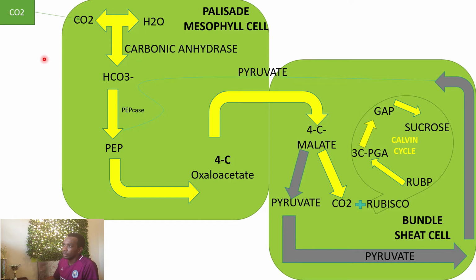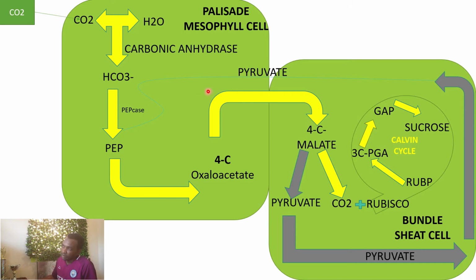Now, before we get into the illustration, let me first explain what you are looking at. This is CO2 here, carbon dioxide, which is coming in from the atmosphere. Right here, you are seeing two squares, right? Two squares. And this first square represents the palisade mesophyll cell within the leaf. And this second square here represents the bundle sheath cell within the leaf.